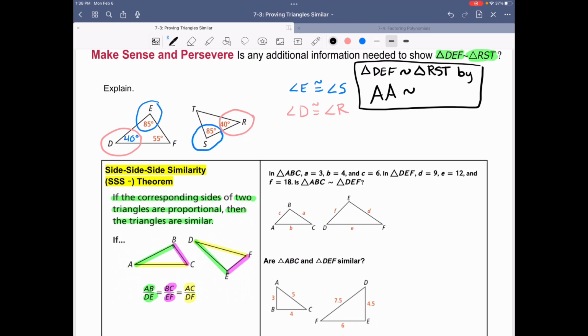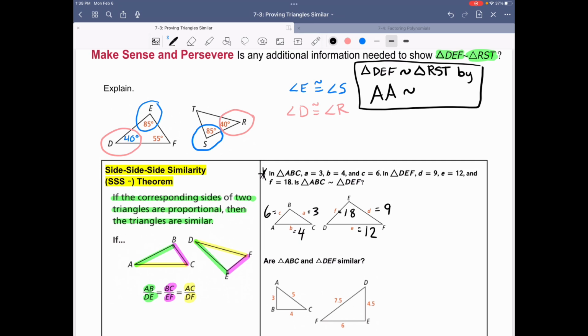In triangle ABC, so we're going to go over to these problems. A equals 3, so I'm just going to label this to help us out. B equals 4, and C equals 6. In DEF, D equals 9, E equals 12, and F equals 18. We want to know if these two triangles are similar. And we can set up a proportion to do that.